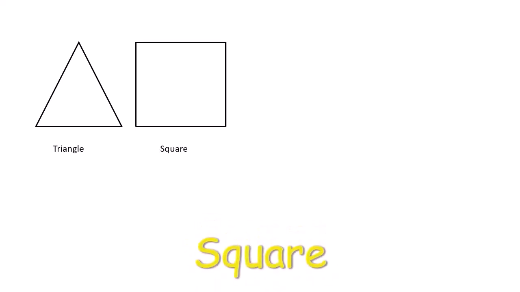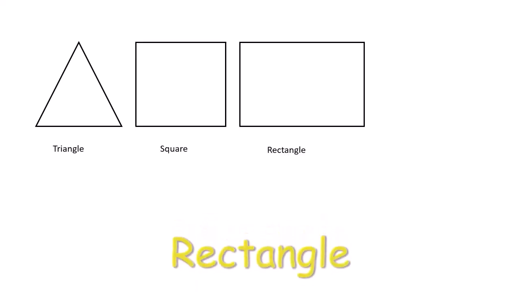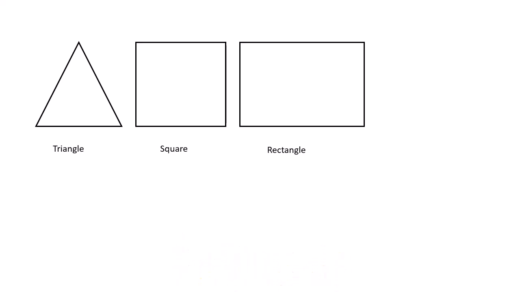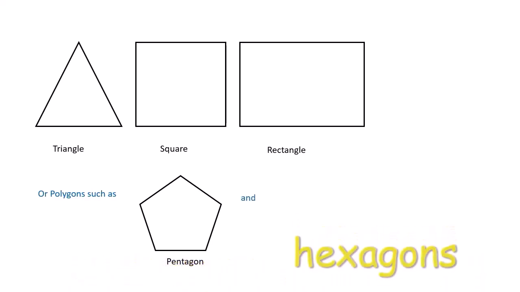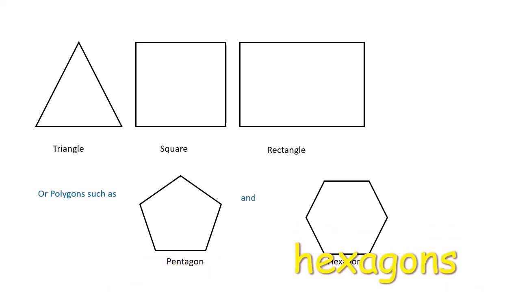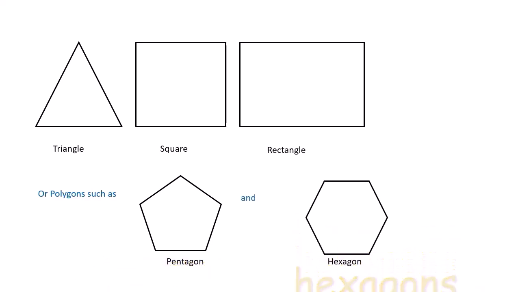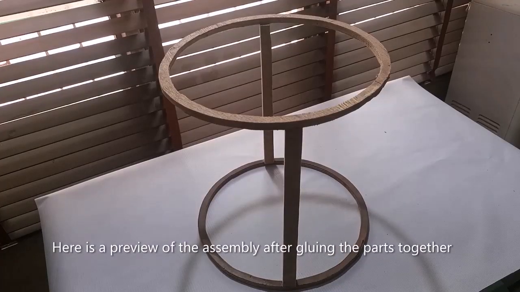Triangle, square, rectangle, or polygons such as pentagon and hexagons. Here is a preview of the assembly after gluing the parts.